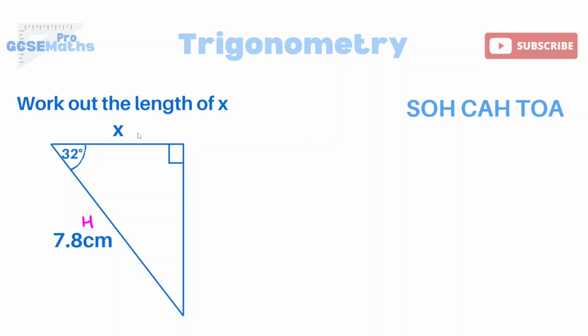The other one that's relevant is x, because that's the one I want to find out. Now in relation to my angle, that one is the adjacent, isn't it? It's next to the angle. It's not opposite, it's next to it. So that is the adjacent.